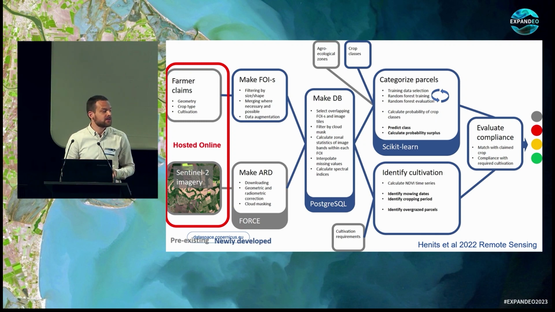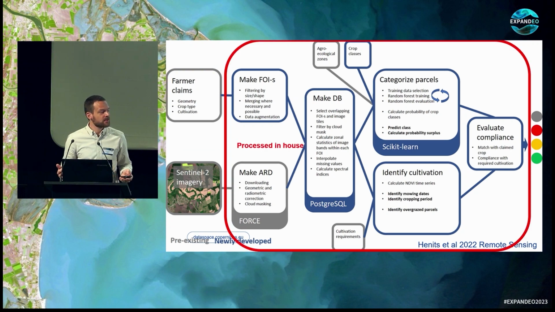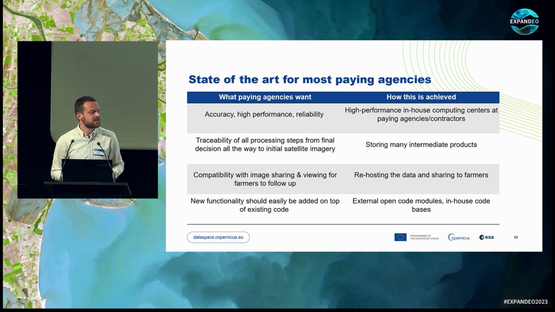And all the rest is done in-house, in the server farm of the paying agency or their subcontractor. What's the reason for this? Well, most of the time people think if we own it, then we can control it, then we know exactly what's going on. So this is how typically a CAP monitoring system is set up. And these criteria are reached by building a system in-house and operating it through your own capacity.